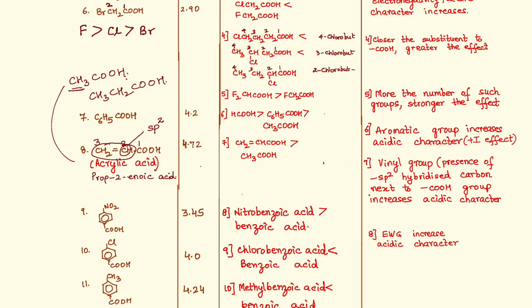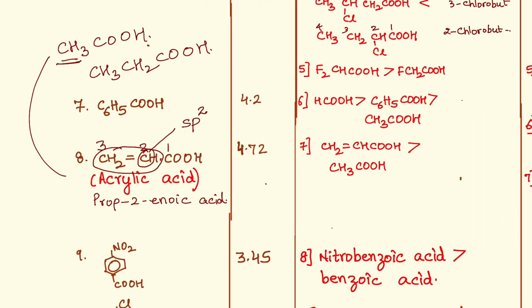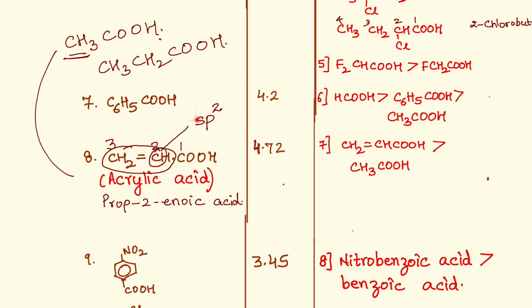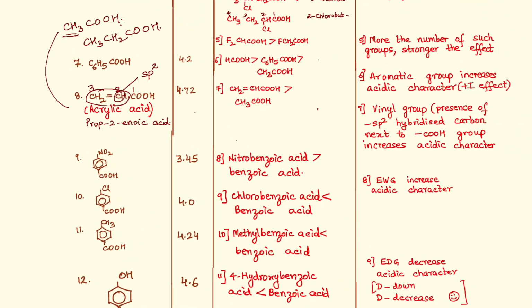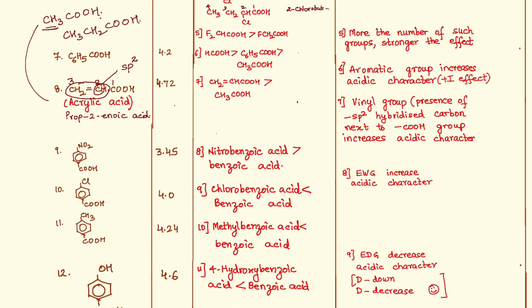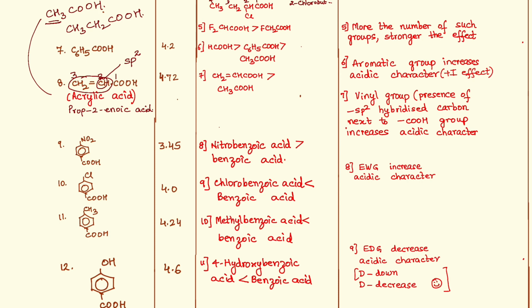Yes, again we repeat, sp2 hybridized carbon. sp2 hybridized carbon means there is greater s character. Greater s character means there is greater pull of the nucleus, higher electronegativity of the carbon compared to a carbon which is sp3 hybridized or is saturated. We will draw the structures also later on in order to make this concept clearer.